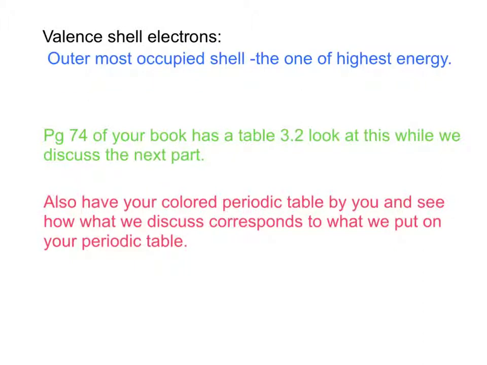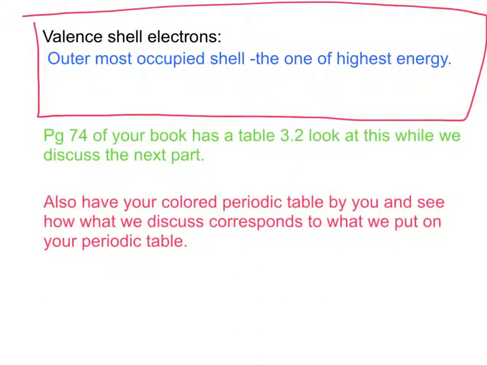When we talk about valence electrons, and these are going to be important electrons, these are what we find in the S, which is the yellow area on the periodic table, and the P, which is the red area on the periodic table. Just going across on that row will give us the valence electrons, which are the outermost, the highest energy. Now let's look at page 74 of your book. It has a table 3.2 that we're going to look at. Also have it next to your color periodic table so you can see how it fits into what we've added to it.